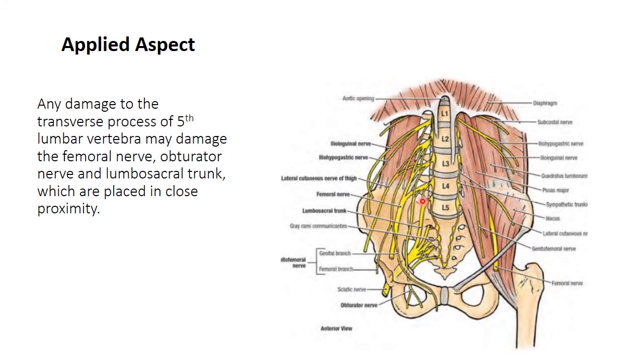All of these three nerves have an important relationship with the transverse process of the fifth lumbar vertebra. So if there is damage or any deformity in the fifth lumbar vertebra transverse process, it can cause damage to these three nerves, which lie in close proximity to the fifth lumbar transverse process.